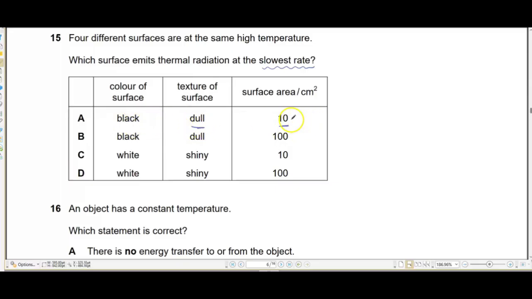So this cannot be it, because the color of the surface is black and the texture is dull. Although the surface area is lower, this can't be at a slower rate, and this has a surface area of 100 cm³, so this is also not going to be our answer. Now, white substances emit thermal radiation at a slower rate than black and dull surfaces, so this is going to be it. And also the surface area is lower as well, so C is going to be our correct option. White, shiny, and the option with the lowest surface area is going to emit thermal radiation at the slowest rate, so C is going to be our correct option.